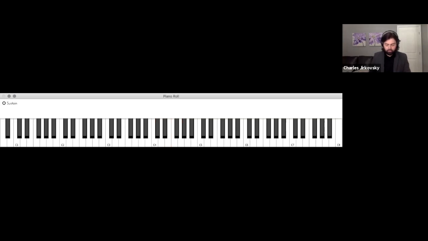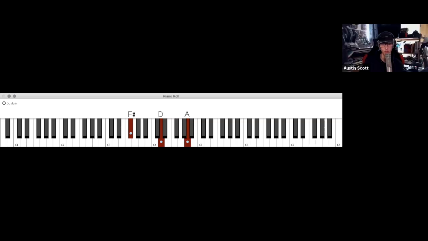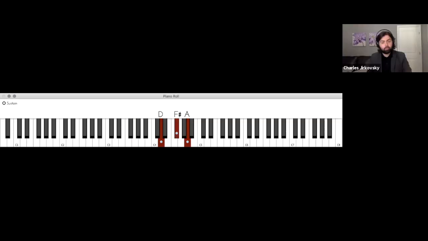Let me do another one for you. How should I rearrange this so that the notes are in order? And if you're ever unsure, you can just start moving things around until it fits. Is it D, F sharp, A? Yeah, you move the F sharp up here. You want to get to the point where you see this triad shape.